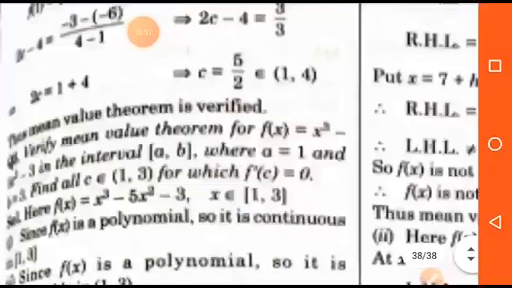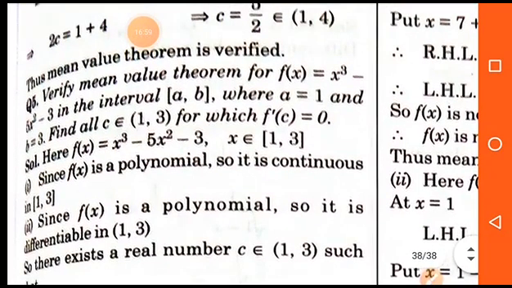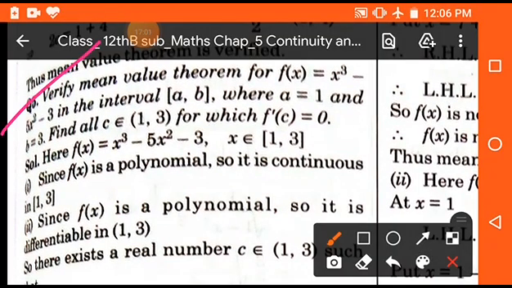Now students, you can see another example which is related to the mean value theorem. Verify the mean value theorem for f(x) equal to x cube minus 5x square minus 3 in the given interval a comma b, where a is equal to 1 and b is equal to 3. Find all c belonging to 1 comma 3 in the given interval. Okay students, so here the function is f(x) is equal to x cube minus 5x square minus 3, and x belongs to the closed interval 1 comma 3.